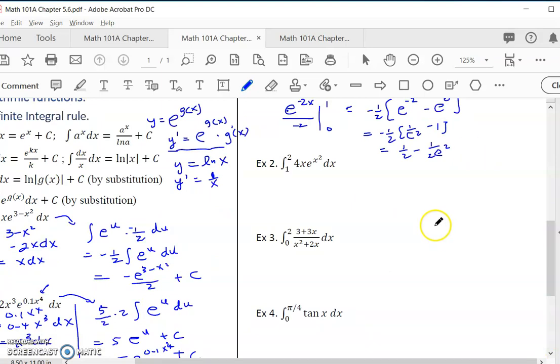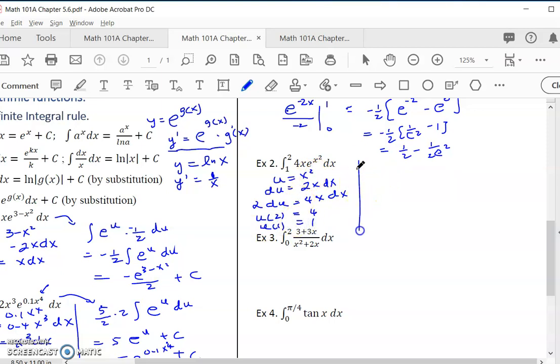The second one is from 1 to 2 of 4x e to the x squared. So obviously x squared would be our candidate for u substitution. And then you can see that 4x dx is waiting outside. So du is 2x dx. If we multiply it by 2 on both sides, you would get 4x dx, right? But because this is a definite integral, we have to change the limits also. u of 2 would be 4, and then u of 1 would be 1.